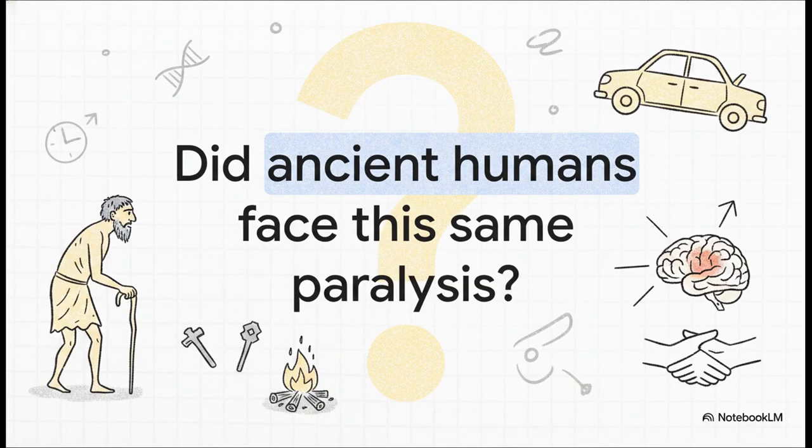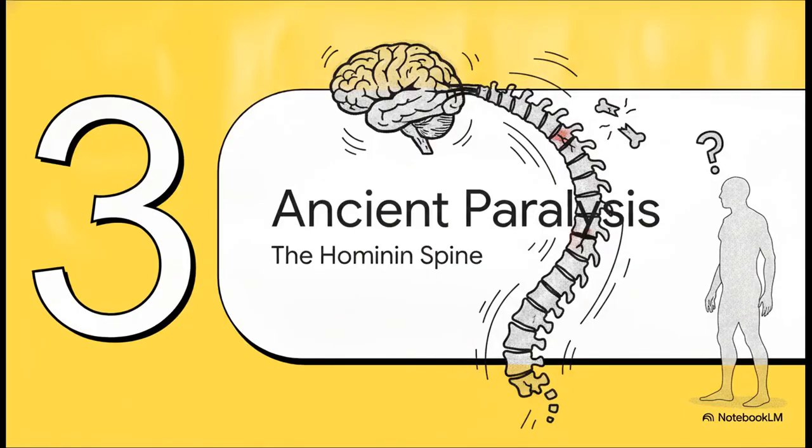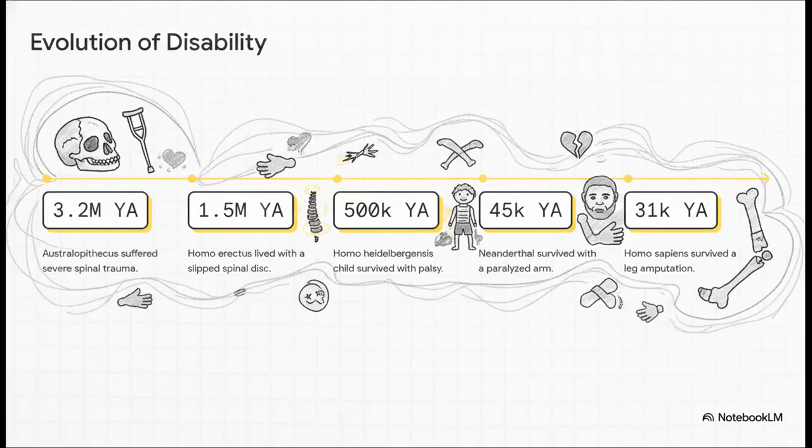Which leads us to a pretty pivotal question. We know all about modern car accidents and medical strokes, but what about our distant ancestors? Did ancient humans, living hundreds of thousands or even millions of years ago, experience the same debilitating paralysis? That brings us to Section 3, paralysis in ancient humans and the shared vulnerability of the hominin spine. The short answer to that question, a resounding yes.